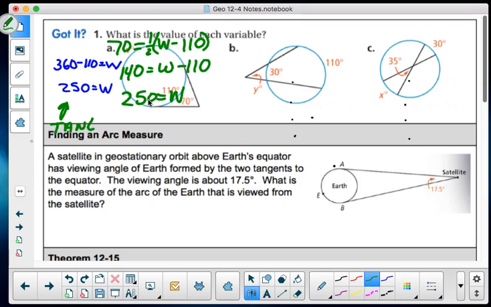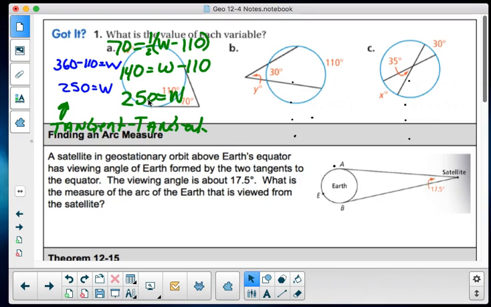I can do this. Only in a tangent-tangent can I get away with this, the way I just did that. Okay? So now let's go after this next one in B. I have an angle Y outside the circle. I have big arc 110, little arc is 30. So I'm looking at this and I've got the measurement outside the circle.